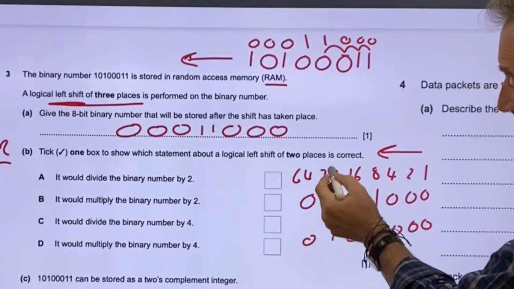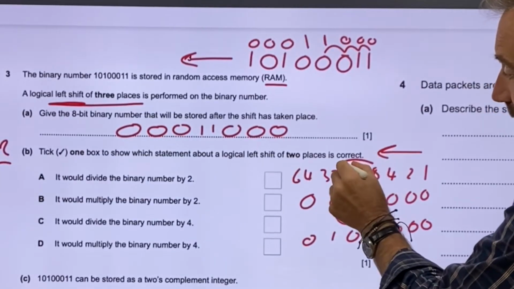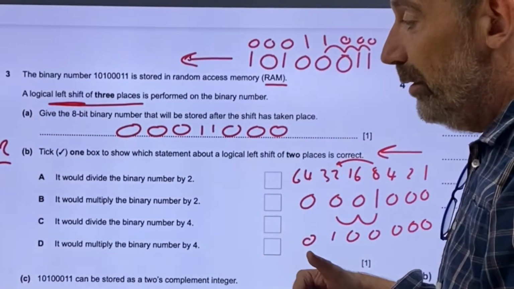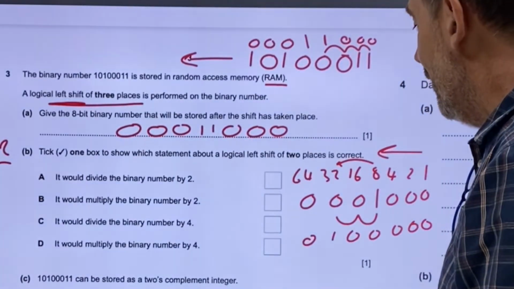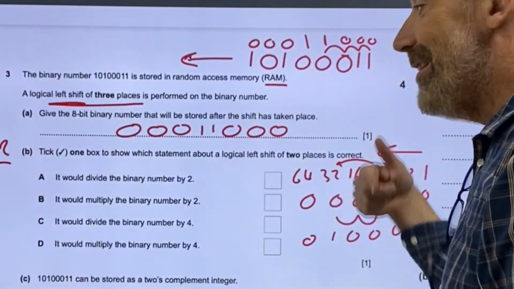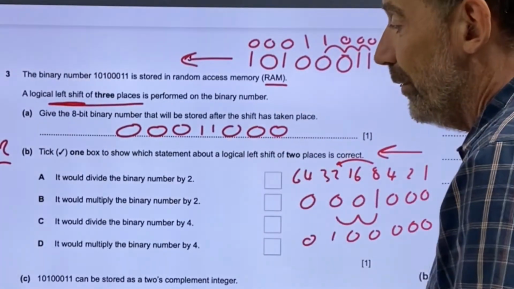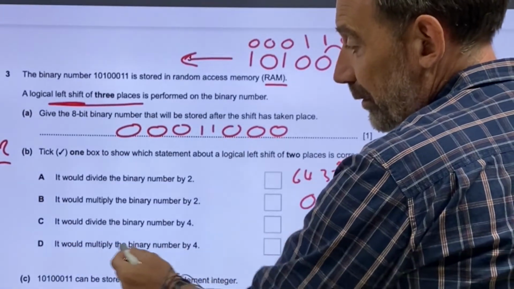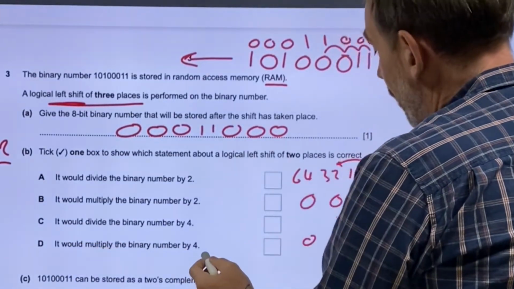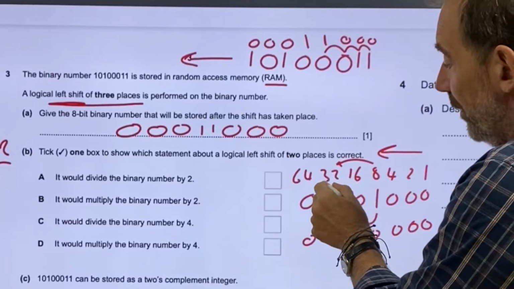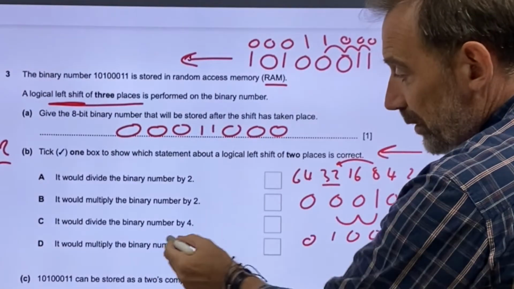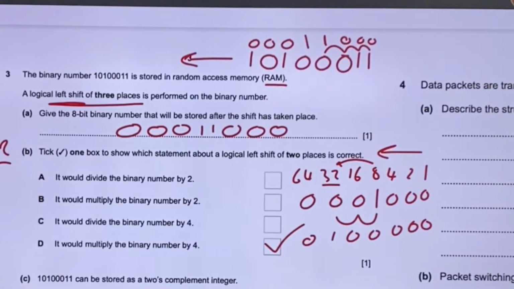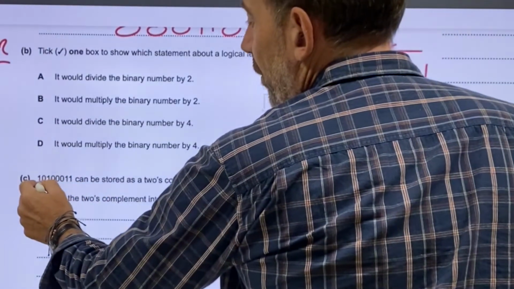So with that in mind, I've gone from 8 to 32. So I've times 2 and times 2 again. 8 times 2 is 16, times 2 again would be 32. So I would multiply the number by 4. 8 times 4 is 32. So let me tick that box there, which is D.